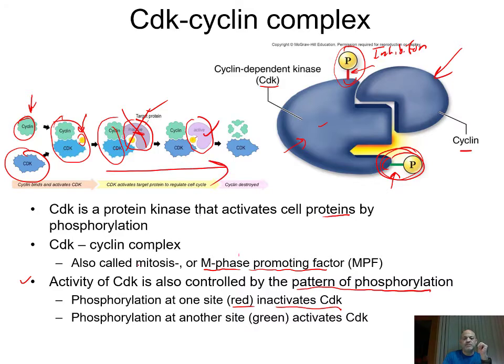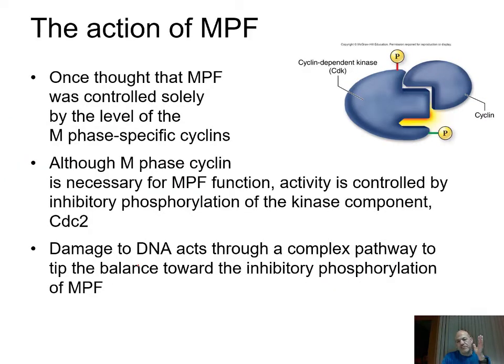Okay, so when we look at specificity, we go back to where we were studying the frog eggs and whether or not we progress through mitosis. We're looking at the M phase promoting factor. It was once thought that the M phase promoting factor was controlled solely by the level of the M phase specific cyclins. Remember, there's the amount of cyclin that's in there, and that's it. You remember what's going on at this checkpoint is we've just finished making copies of your DNA, and they need to have been done correctly.